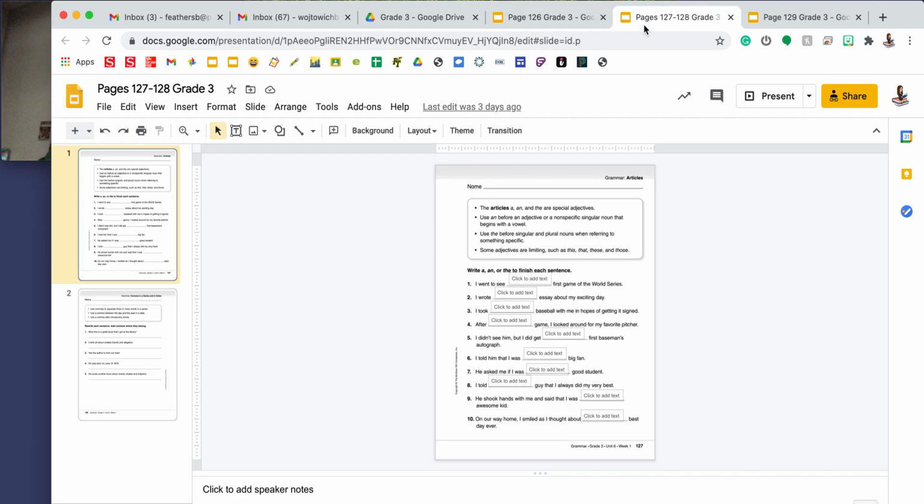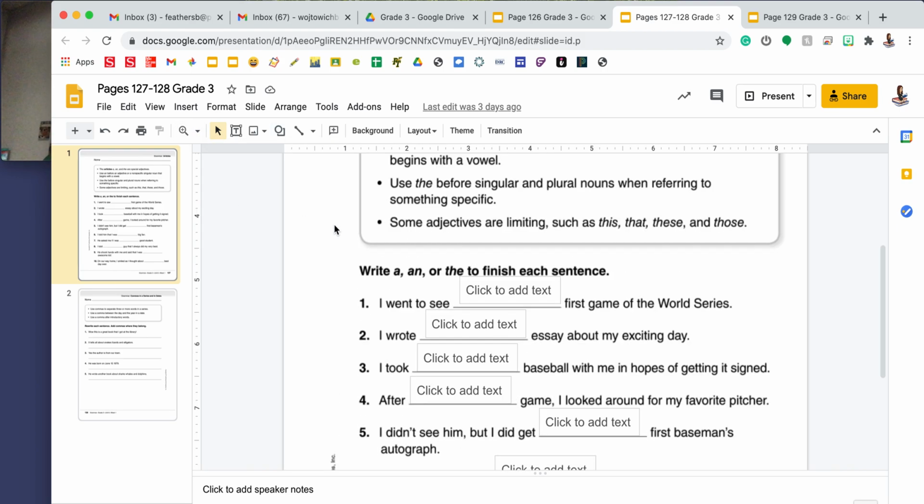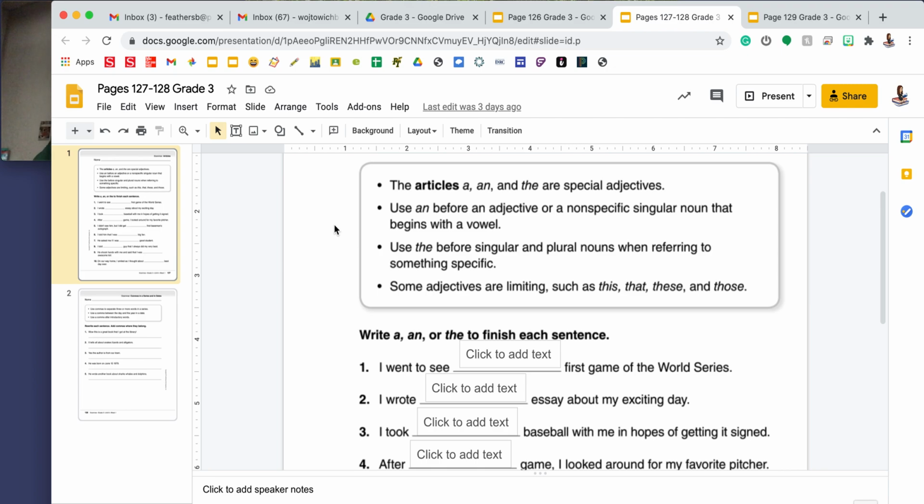On Tuesday, you will be assigned pages 127 and 128. On page 127, we're looking at articles. Articles are words like a, an, and the, and they are special adjectives.